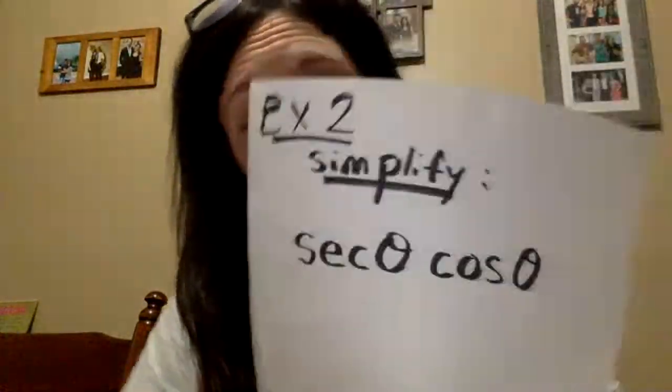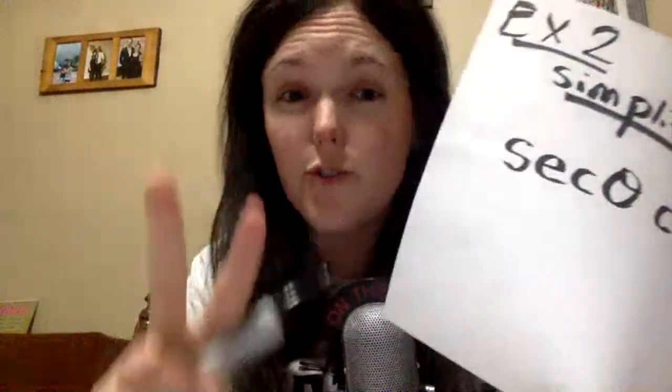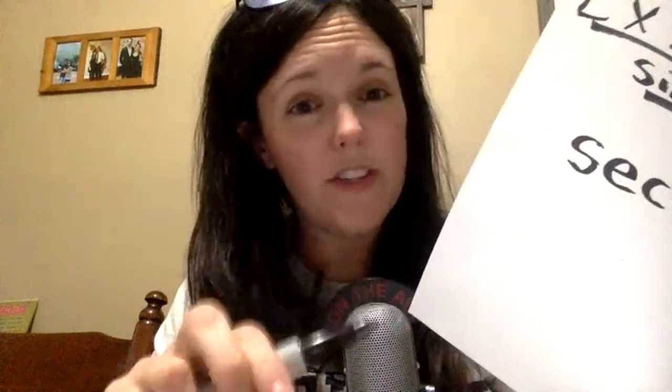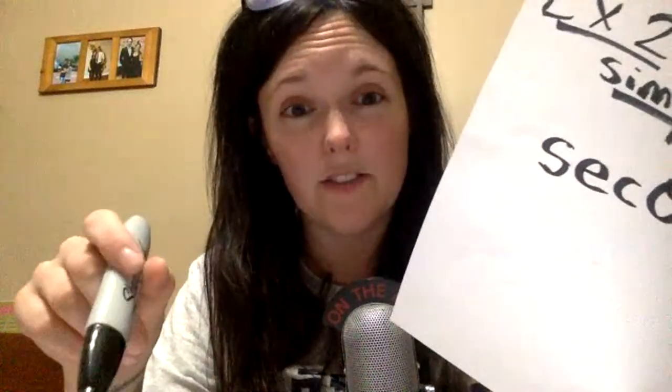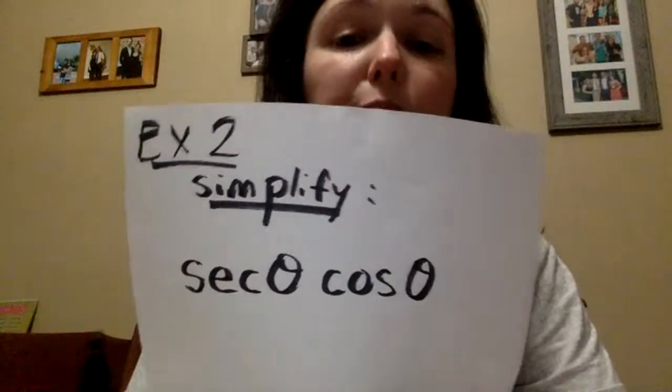Does anyone see anything that can stay the same in this problem? And remember, the two functions that will always stay the same are sine, S-I-N, and cosine, C-O-S. Does anyone see anything in this problem that can stay the same? Very good. So I'm going to write equal signs this time. I'm going to bring cosine down.